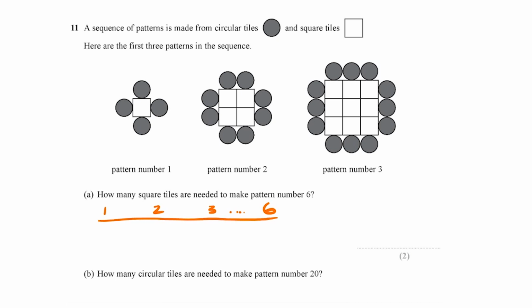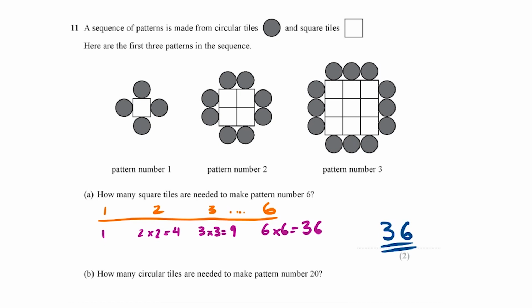So in the first pattern, the squares are, well, I've just got 1, haven't I? In pattern number 2, the number of squares, I've got 2 across and 2 down. So that's 4 squares. In the third pattern, it's 3 across and 3 down, giving me a total of 9. In the fourth one, it's not shown there, but if we drew it, it would be 4 squares across, 4 squares down, which would be 16. In the fifth one, it would be 5 squares across, 5 squares down, so 5 times 5. That would be 25. And then in the sixth one, which is the one we're being asked about, it would be 6 across and 6 down. In other words, 6 times 6, which is 36.